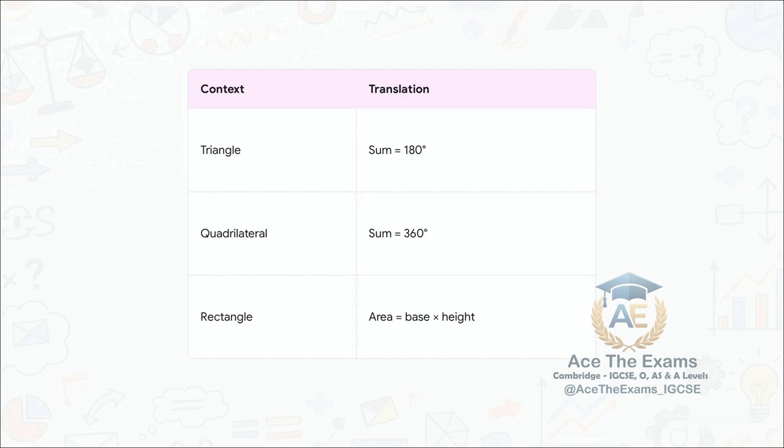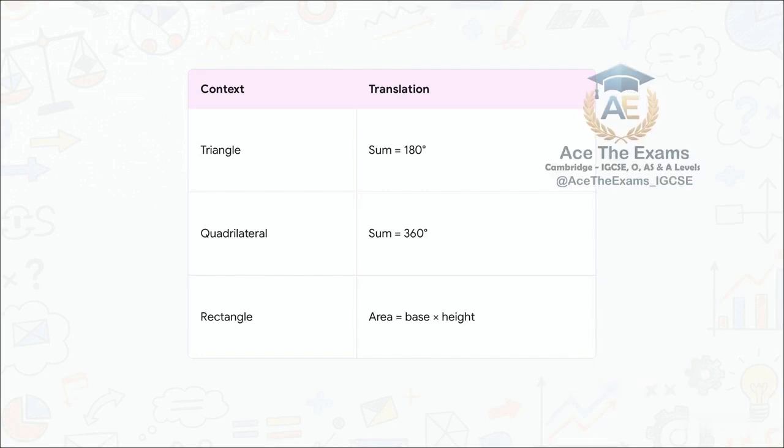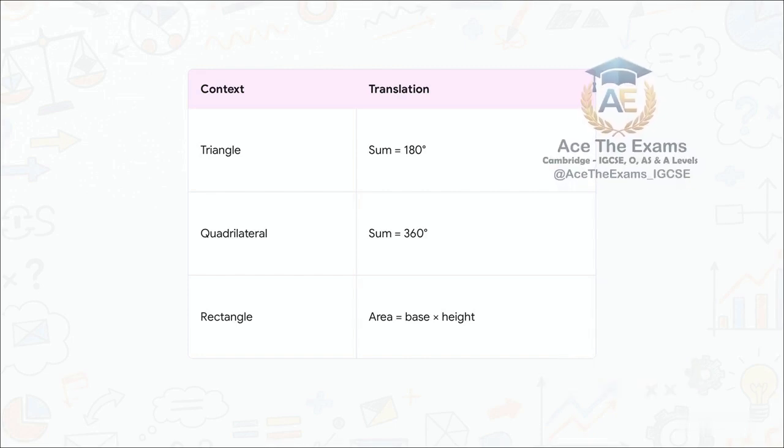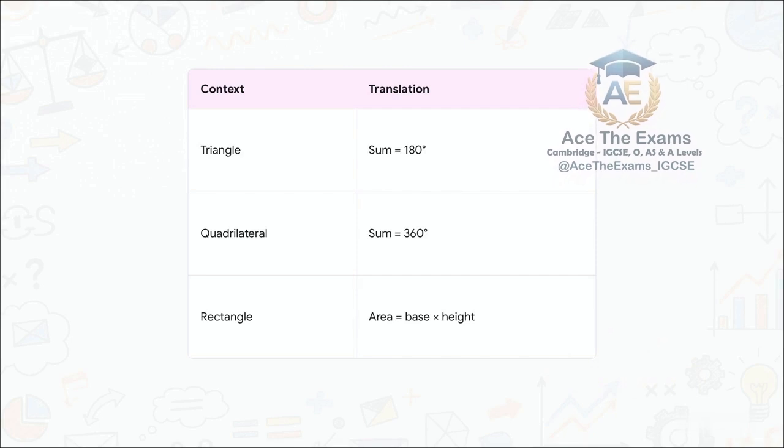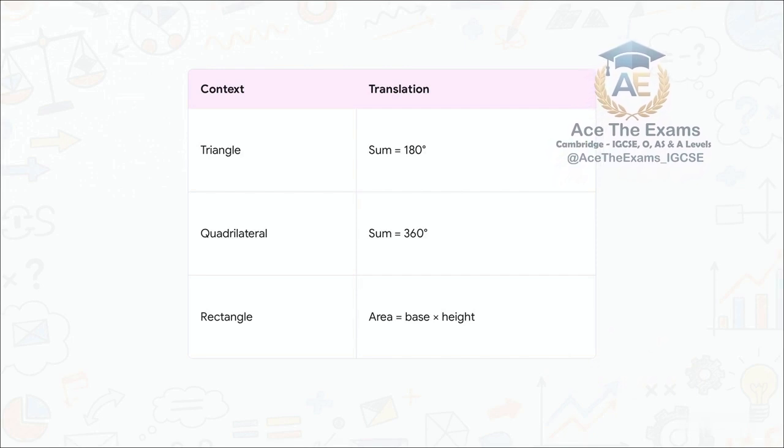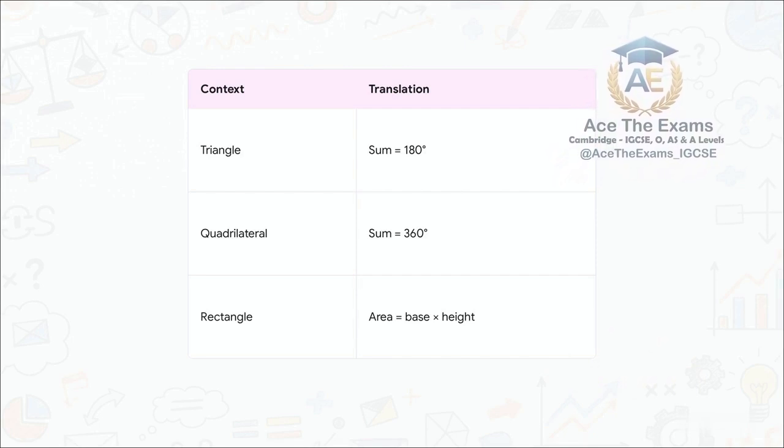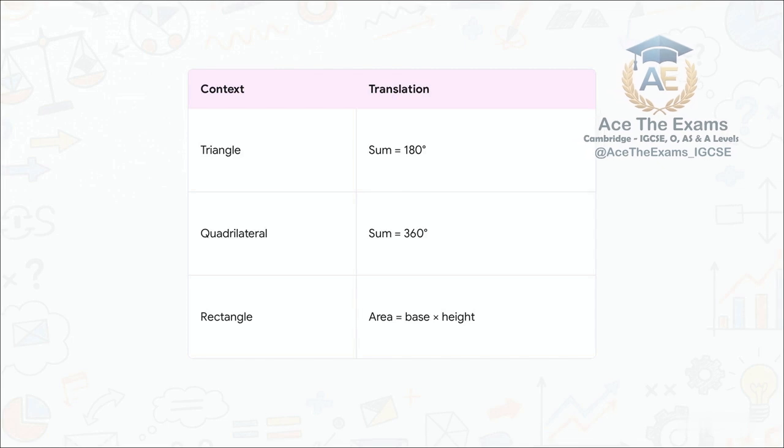If x is 5, then the base is 5 plus 3, which is 8. Does 8 times the height of 2 equal an area of 16? Yes, it absolutely does. That right there is how you turn theory into guaranteed stress-free marks.